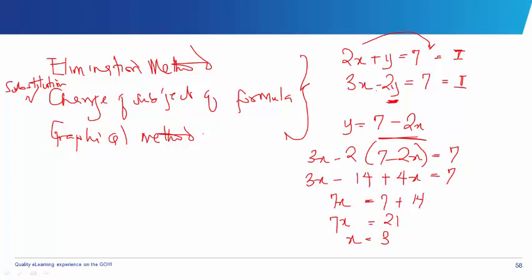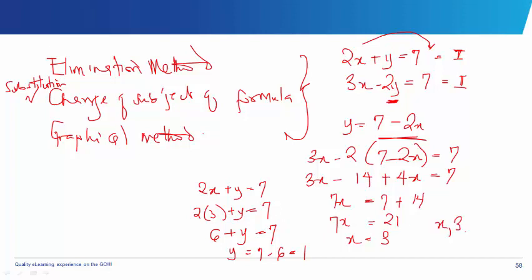So if x equals 3, let's come to this equation. We'll have it that 2x plus y equals 7. So that is 2 times 3 plus y equals 7. That is 6 plus y equals 7. Therefore, y will be 7 minus 6, which is 1. Therefore, we figured out x to be 3 and y to be 1. So it's very easy. Let's look at the elimination method.